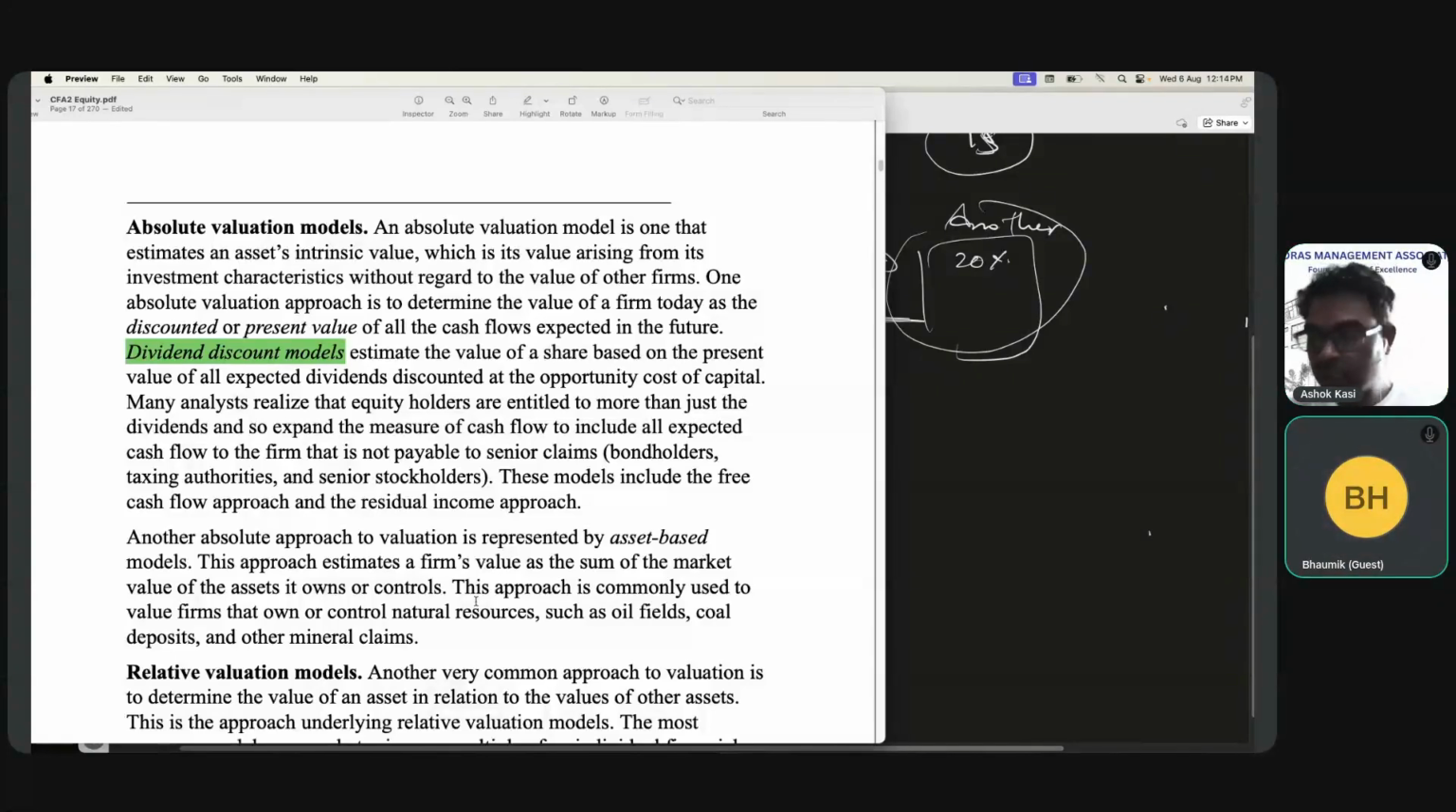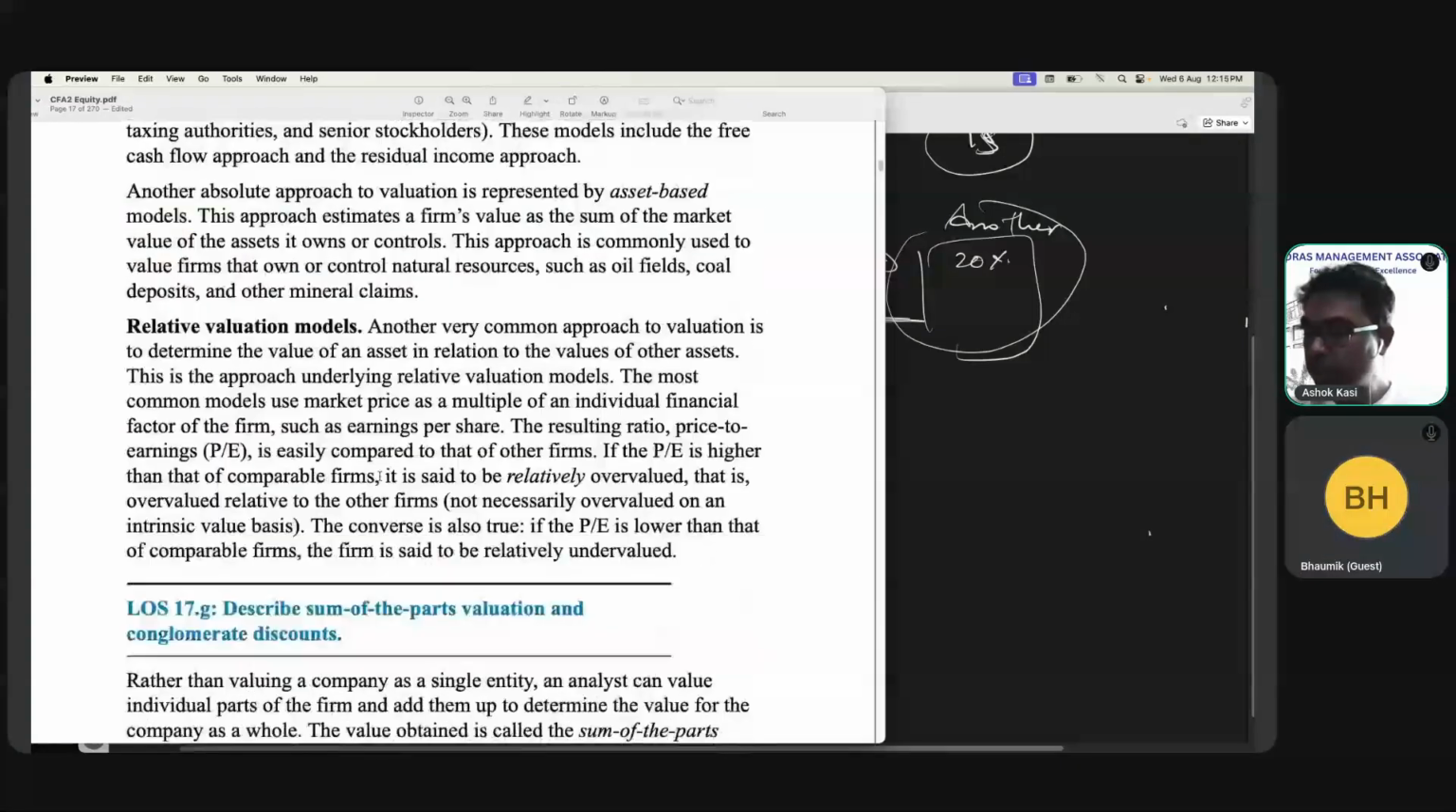Okay. So the dividend discount model is one. Then relative valuation is, for example, where you are comparing with other firms. So all the PE, price to earnings comparisons will tell you whether a company is relatively overvalued or undervalued. Okay.